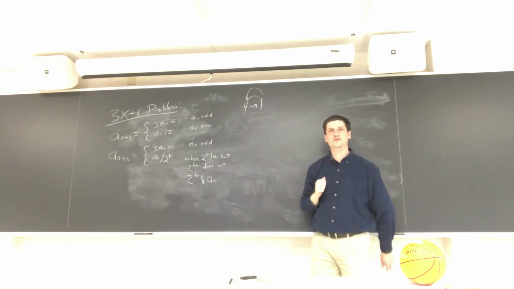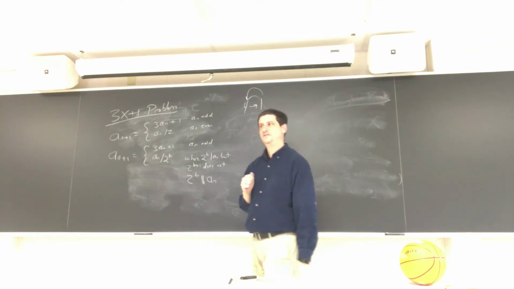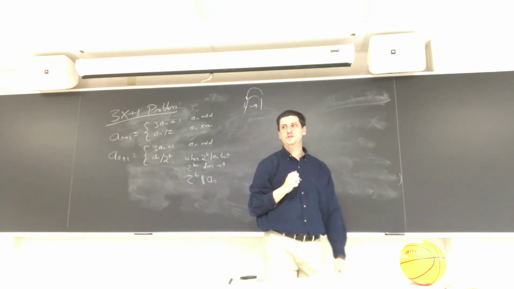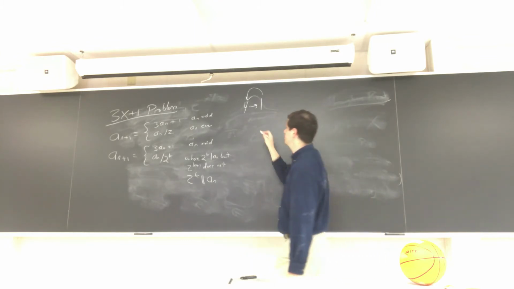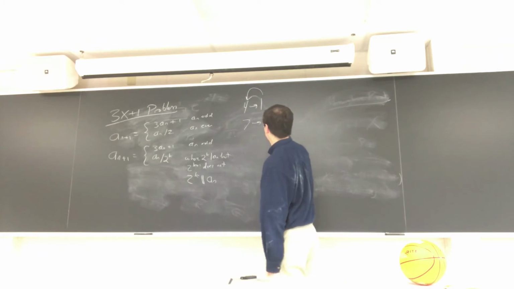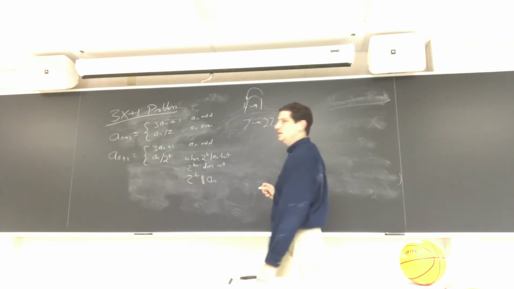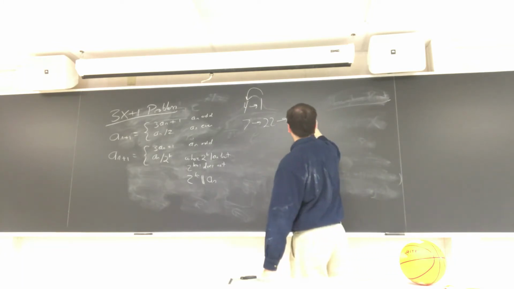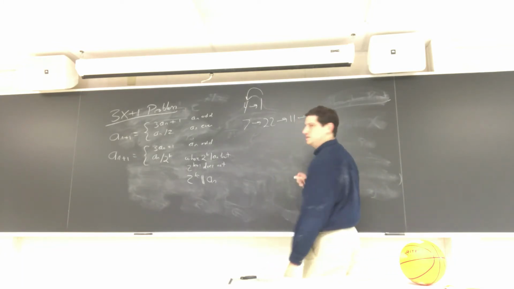All right, I need another number. Another small, reasonable number. 7. 7. 7 is a great number. 7 is odd, so it goes to 21. Plus 1 is 22. 22 is even, so it goes to 11. 11 is odd, so it goes to 34. 34 is even, so it goes to 17.